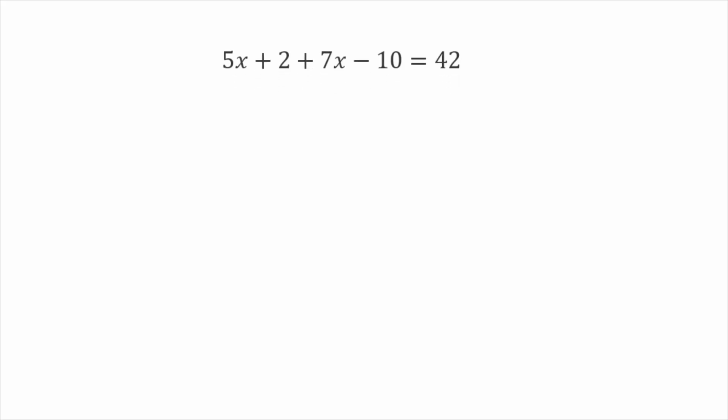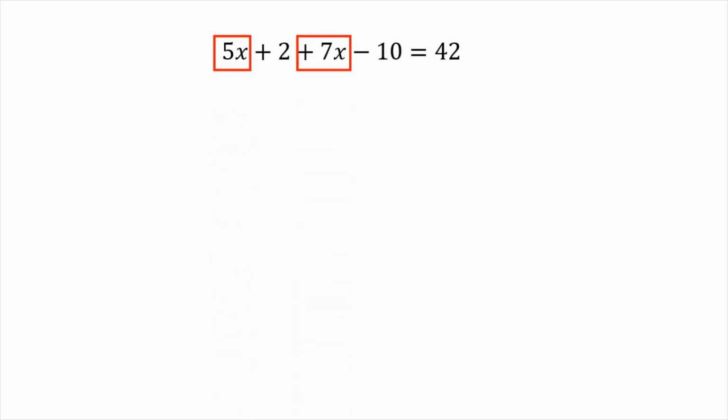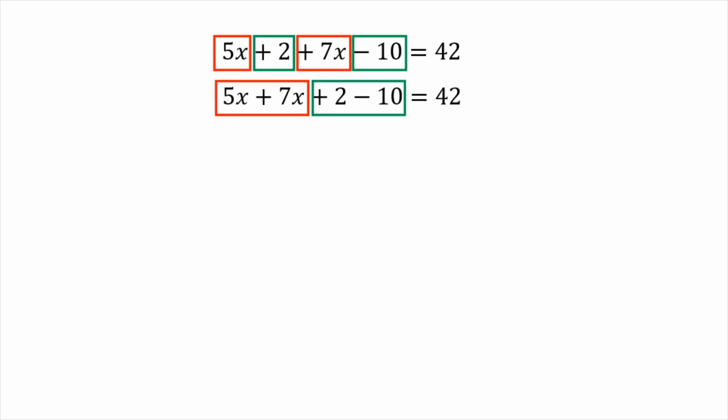So our first problem was 5x plus 2 plus 7x minus 10 equals 42. And we need to combine like terms, so that means putting all of our x's together and putting all of our constants together. So 5x and 7x go together, and 2 and negative 10 go together. So let's rewrite that and combine those. So we know that 5 and 7 gives us 12x, and positive 2 and negative 10 gives us negative 8. So that's how we get 12x minus 8 equals 42.